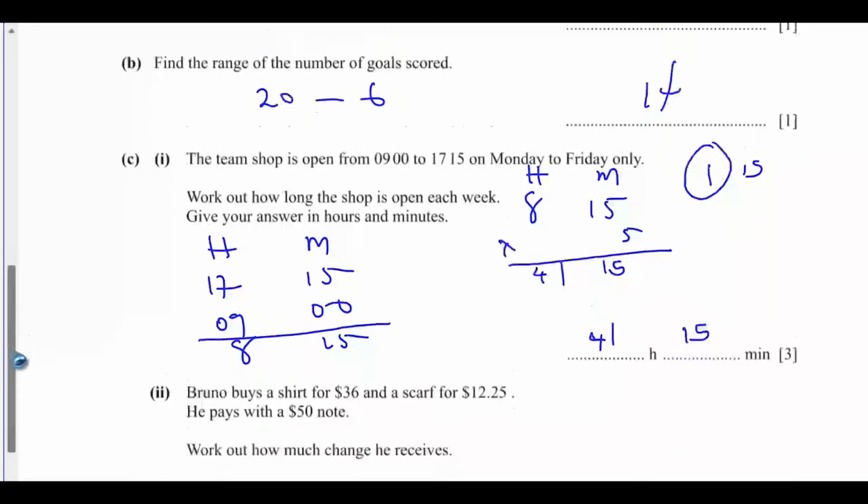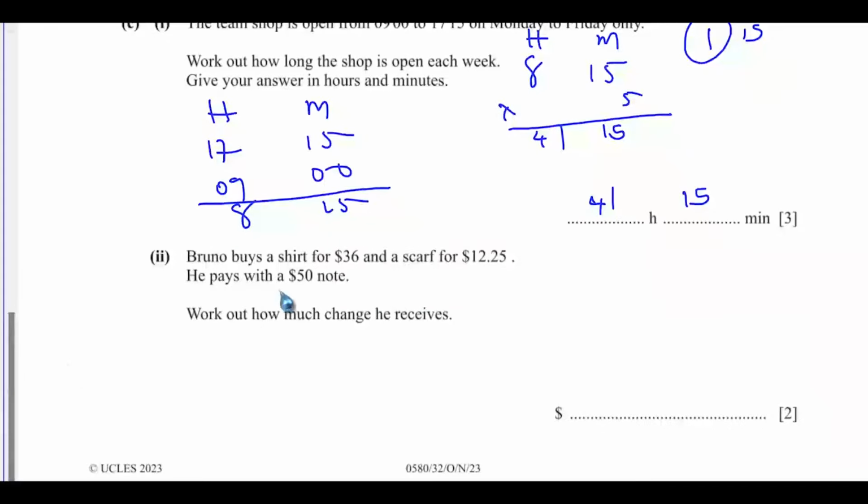So let's go to Roman figure 2. Bruno buys a shirt for $36 and a scarf for $12.25. He pays with a $50 note. Work out how much change he receives.